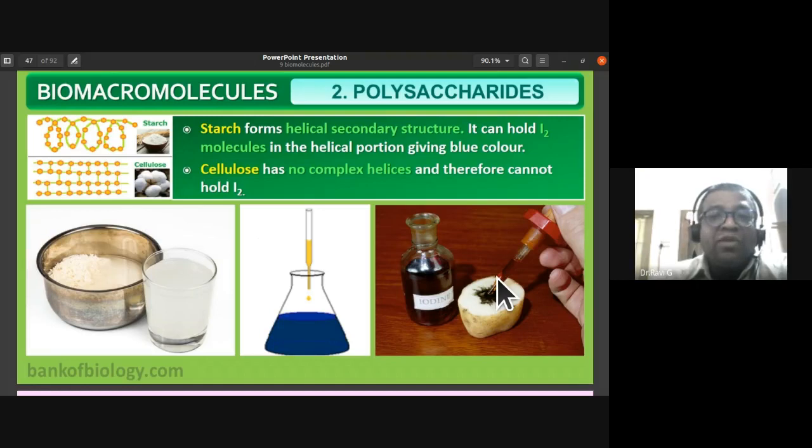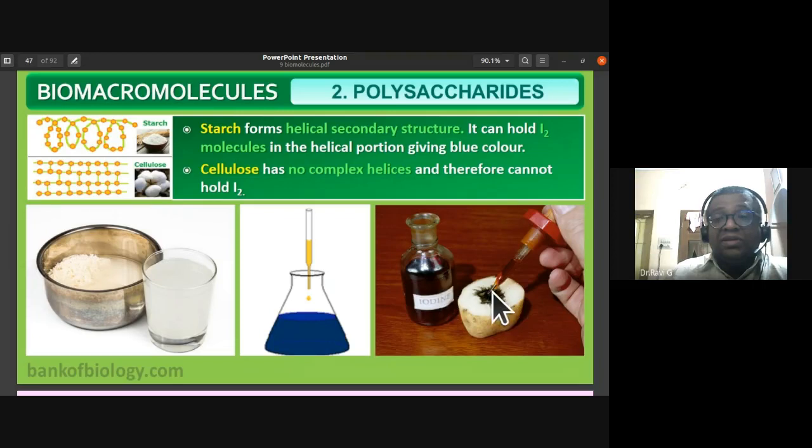So starch is going to form helical secondary structures. You can notice that in starch, they have this helical secondary structure. It can hold I2 molecules in the helical portion, giving the blue color. Okay, so cellulose has no complex helices and therefore cannot hold I2. They do not have this complex helical structure, so they cannot hold I2. That is how you differentiate between starch and cellulose.